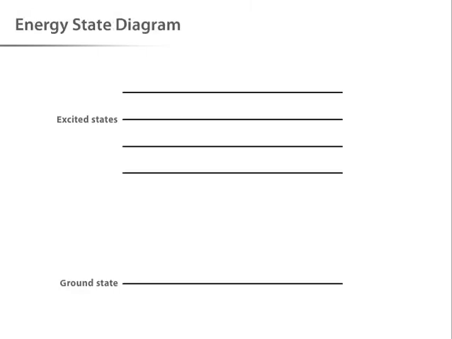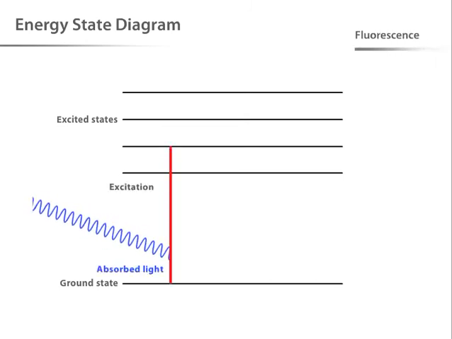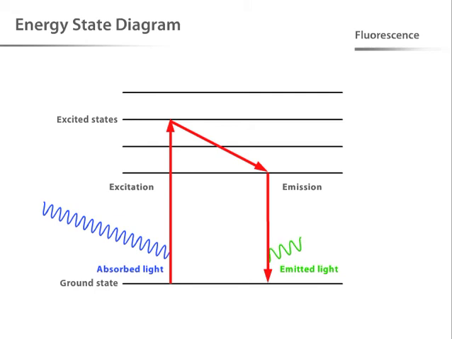Now let's take a look at another parameter that can tell us more about cell structure and function, fluorescence. As a brief review, fluorescence is a term used to describe the excitation of a fluorophore to a higher energy level, followed by the return of that fluorophore to its ground state with the emission of light.